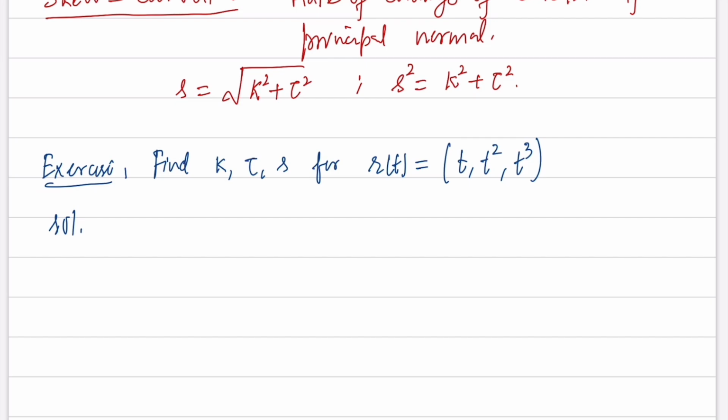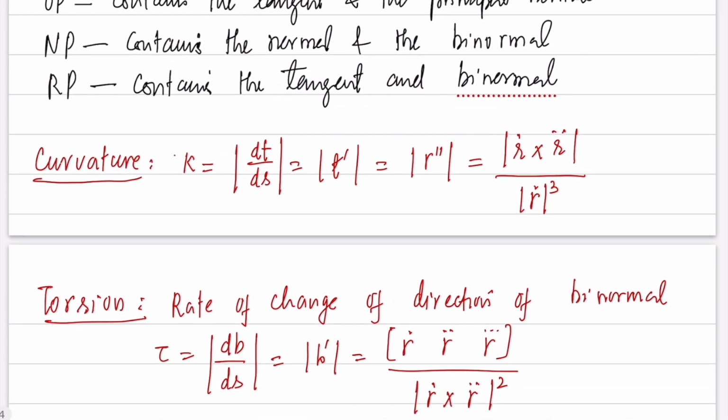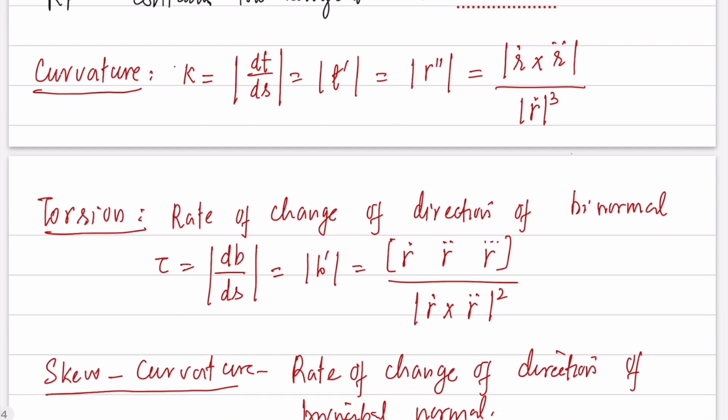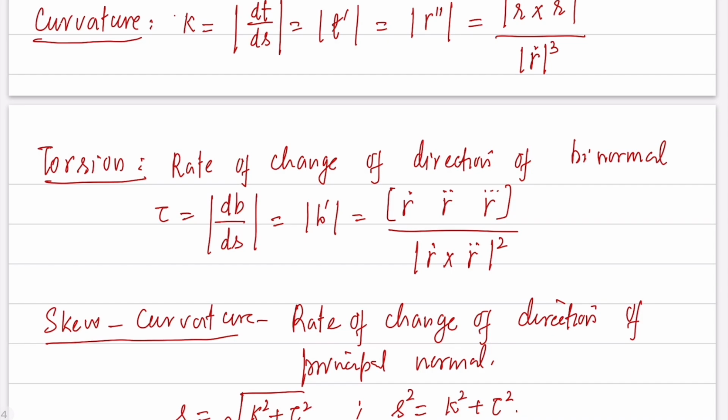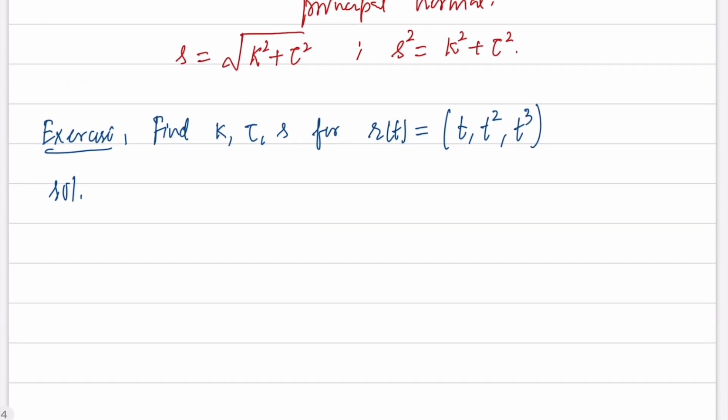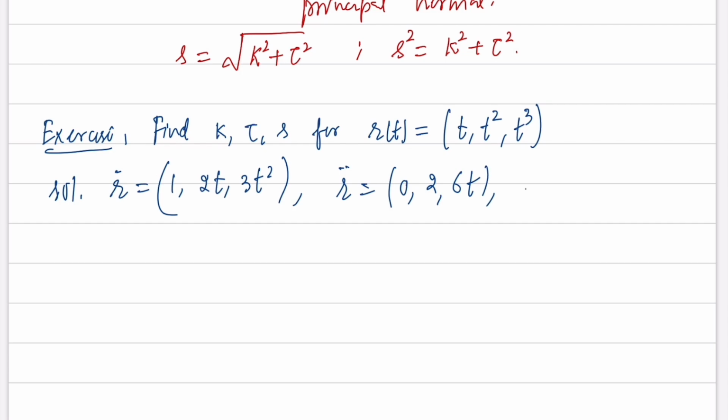So in the solution, we first evaluate what we need. For the curvature, we need r dot and r double dot, and for torsion, we need the r triple dot. So let's first evaluate all these three derivatives. First of all, we have r dot, which is equal to (1, 2t, 3t²). Similarly, r double dot is equal to (0, 2, 6t), and the third derivative is (0, 0, 6).